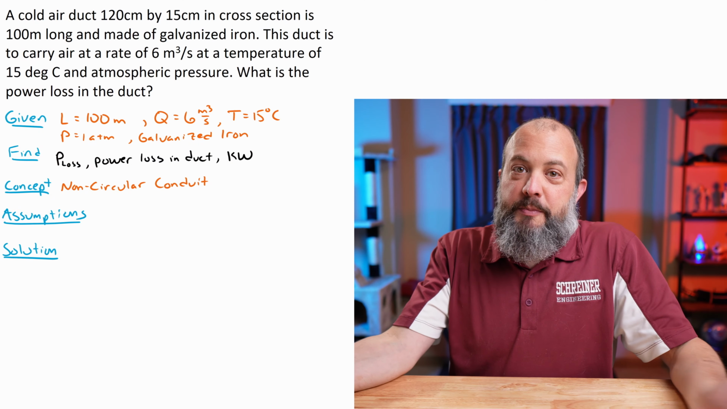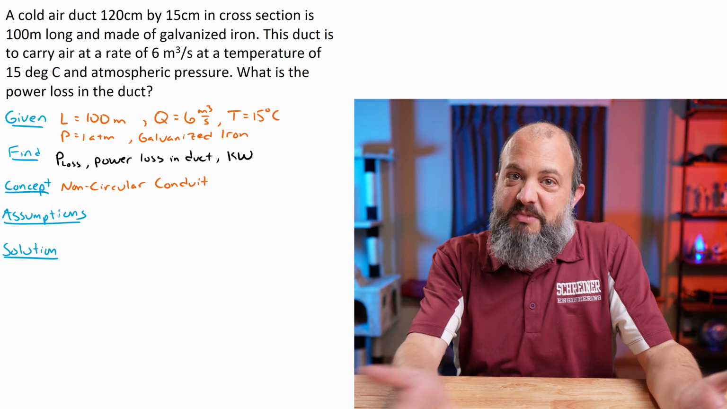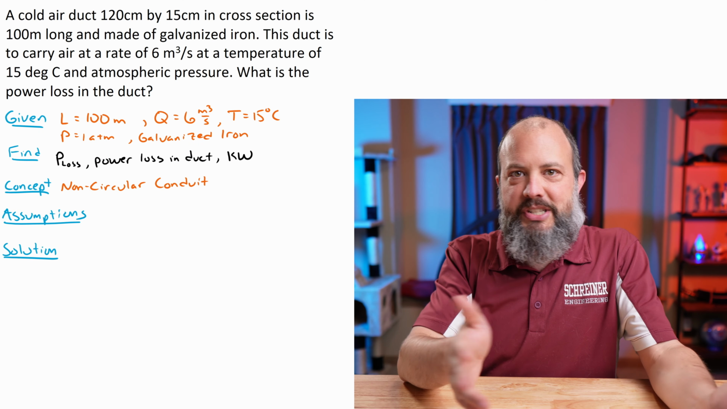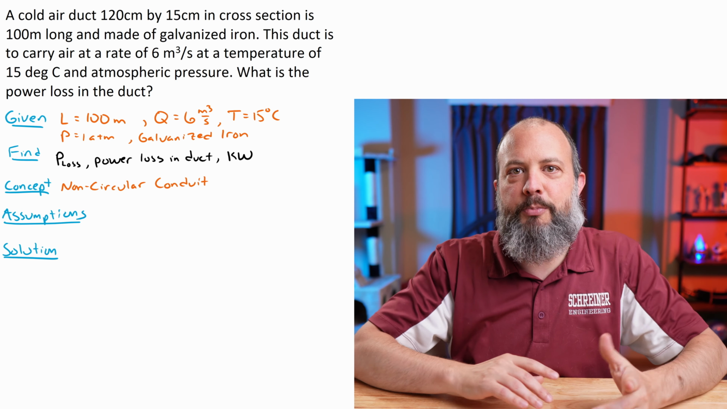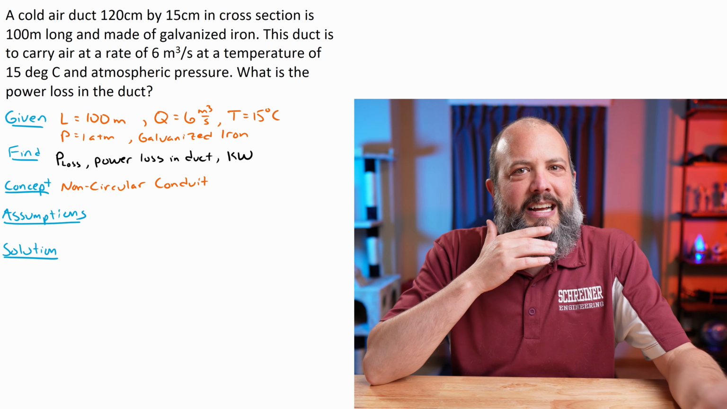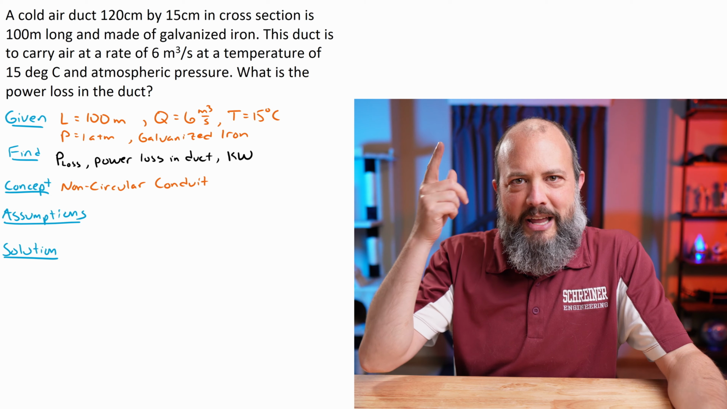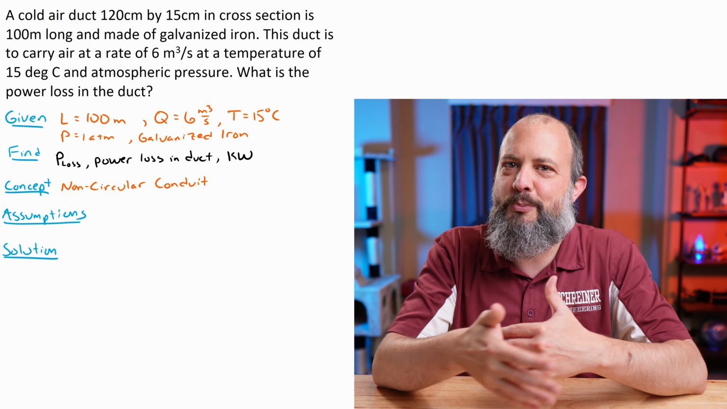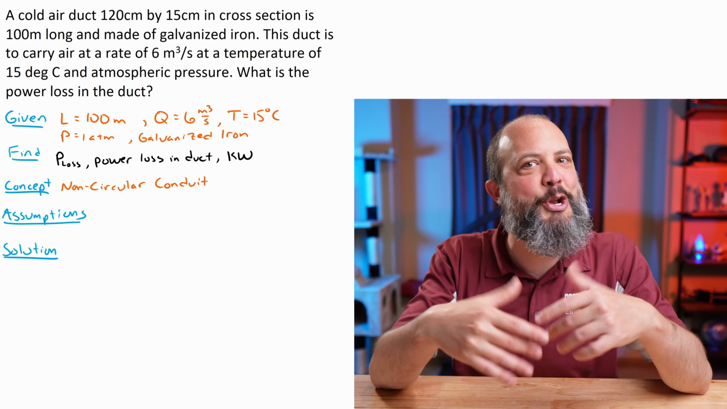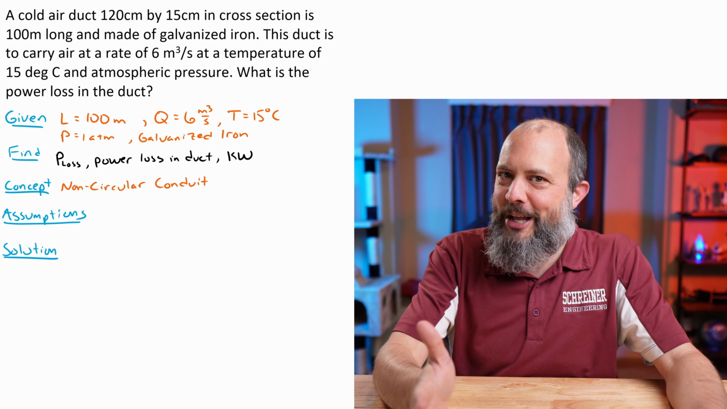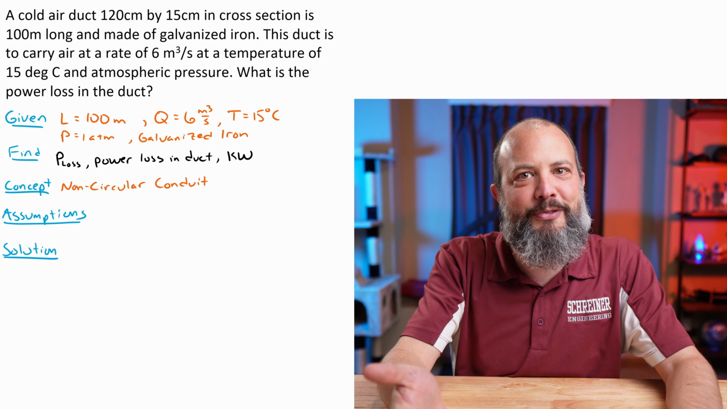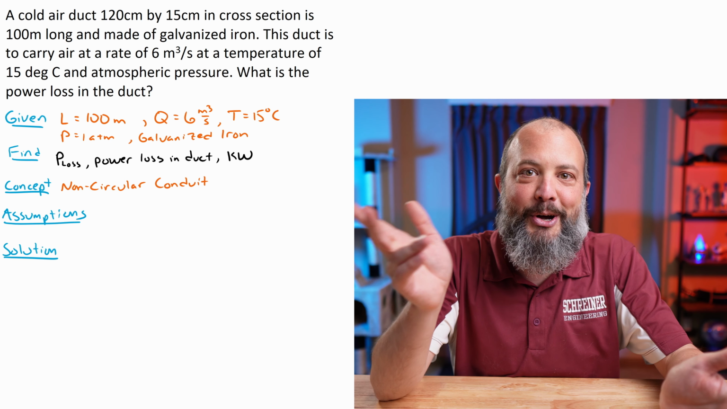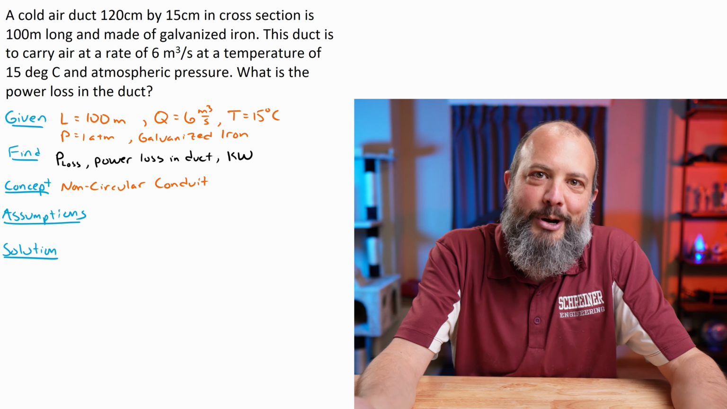So at least this problem is a rectangle. That's kind of nice. Still non-circular, but a rectangle's easier than that weird thing from the last problem. We're given that the material is galvanized iron, and that should start to raise some red flags in the back of your mind. When in your fluid mechanics class have you actually needed to know the material? It was always when finding the friction coefficient to use the Moody Diagram. So that's a little bit of foreshadowing. That's where this problem's going.